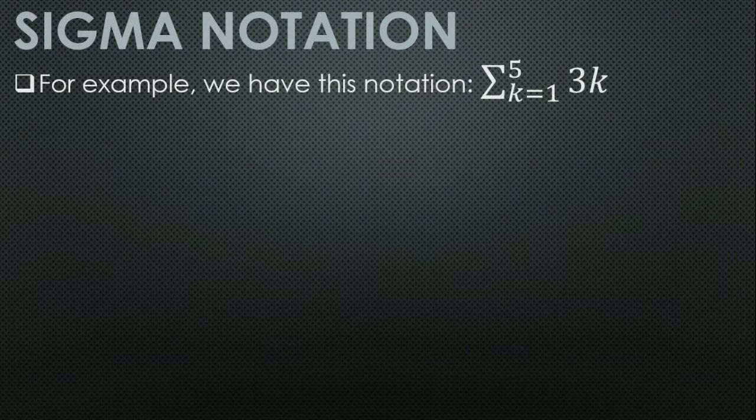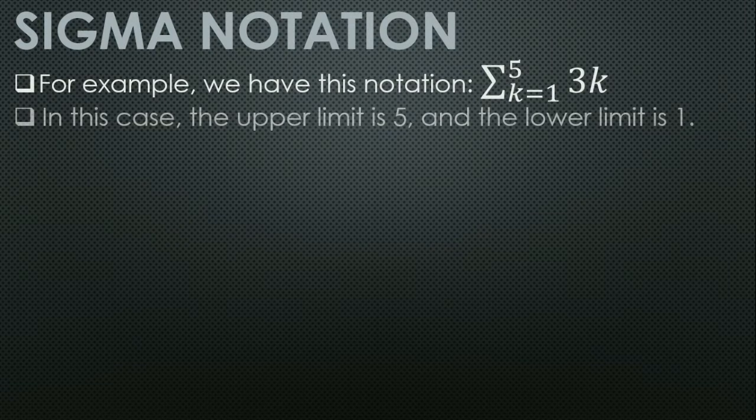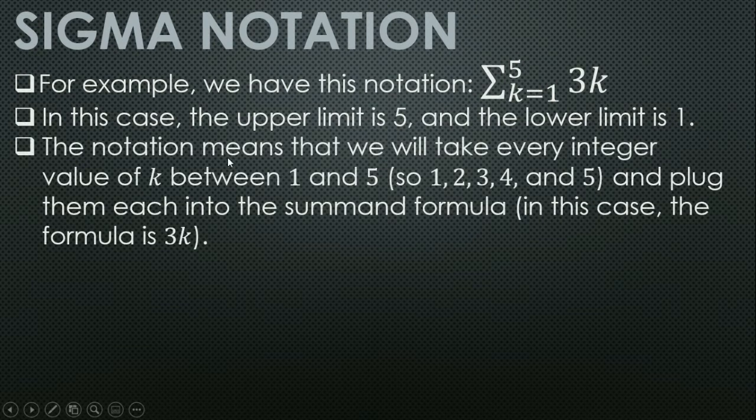For example, we have this notation, the summation of 3k from 1 to 5. In this case, the upper limit is 5 kasi siya yung nasa taas. The lower limit is 1, siya yung umpisa. Kapag sinabing upper limit, siya yung last na value na isa-substitute natin sa variable na ito. At yung 1, yun yung umpisa na value. Ibig sabihin, the notation means that we will take every integer value of k between 1 and 5. So, yung values na isa-substitute natin, yung mga numbers from 1 to 5.